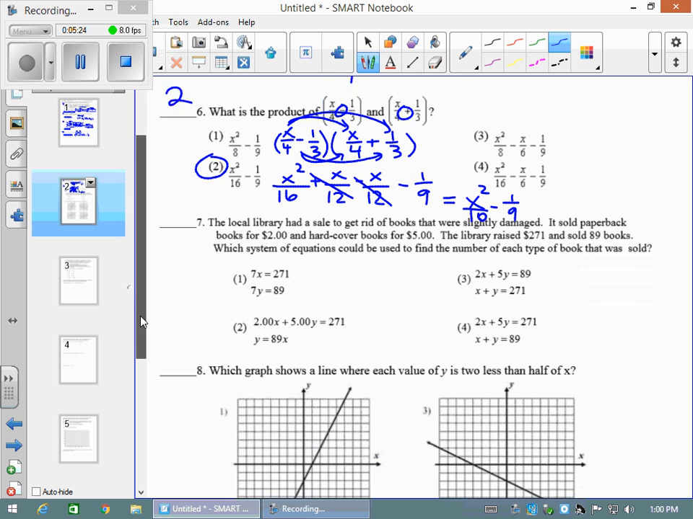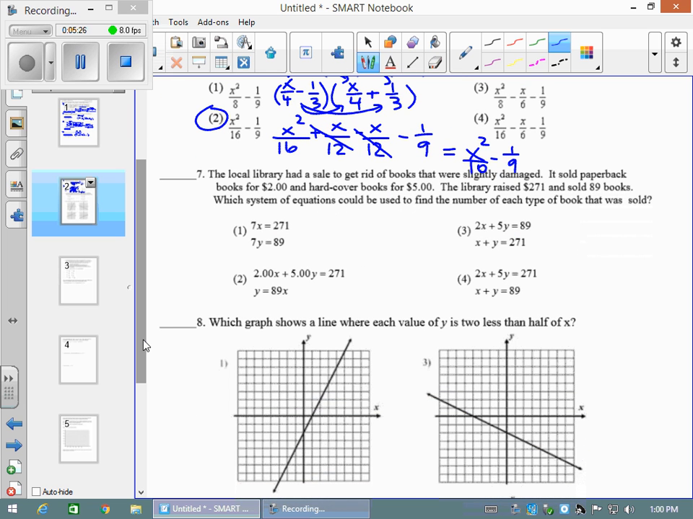Question 7, we're being asked to find which system of equations can be used to represent the situation. So we're being told that paperback books were sold for $2, hardcover books were sold for $5. The library raised $271 and sold 89 books. So if I let x equal my softcover books and I let y equal my hardcover books, if I have 89 total, when I add them up, I should have x plus y is equal to 89.